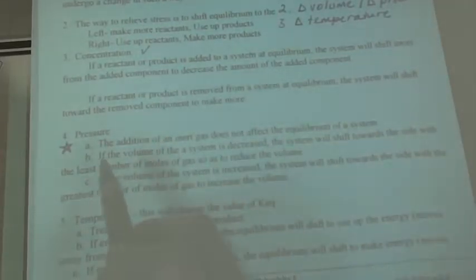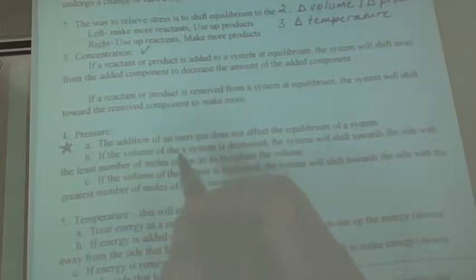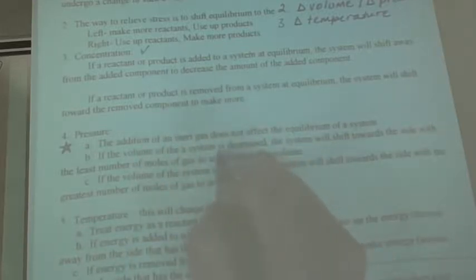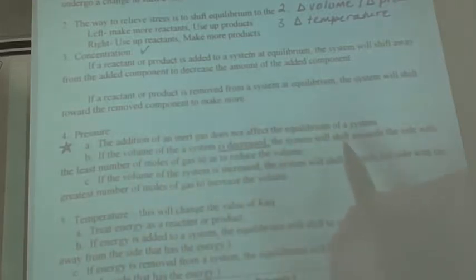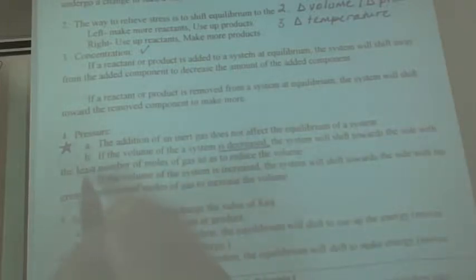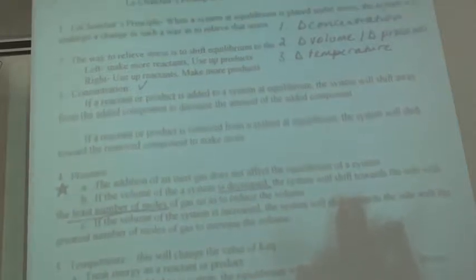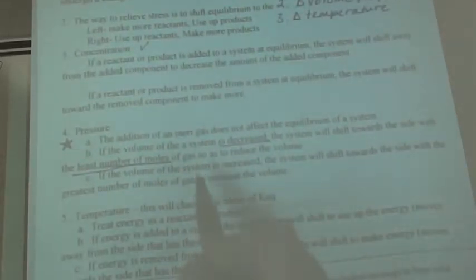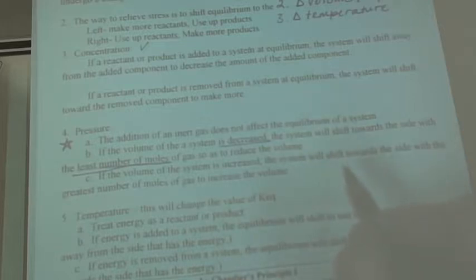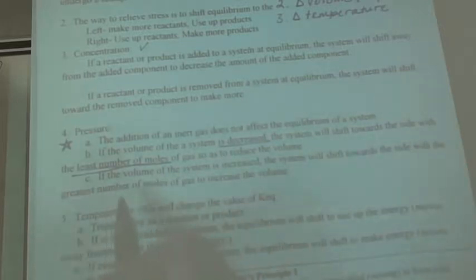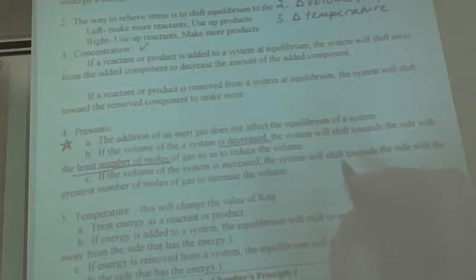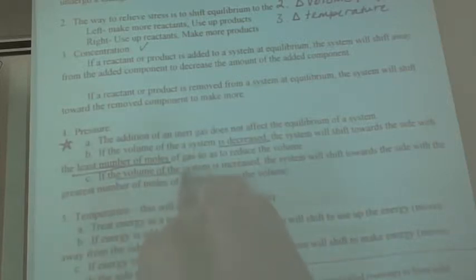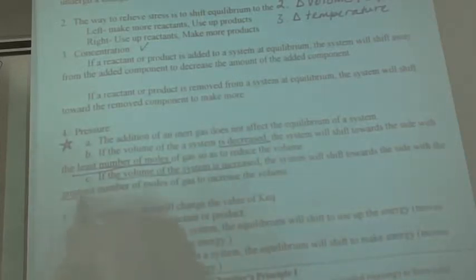Okay, so here we go. If the volume is decreased, equilibrium will shift toward the side with the least number of moles. If the volume is increased, the system will shift toward the side with the greatest number of moles. If the volume is increased, go to the side with more moles.